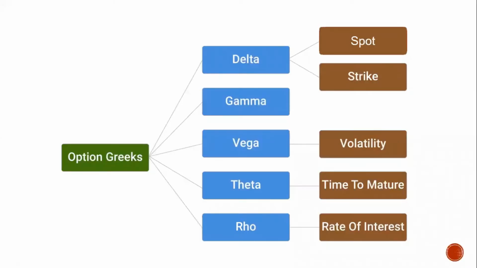These are the 5 types of option Greeks: delta, gamma, vega, theta, and rho. Delta is determined by the spot price and the strike price. Gamma is determined by the delta. Vega is determined by the volatility. Theta is determined by the time to maturity. And rho is determined by the rate of interest. We usually take rho as a constant value. An easy way to remember this is by the initial letters of these with the corresponding.